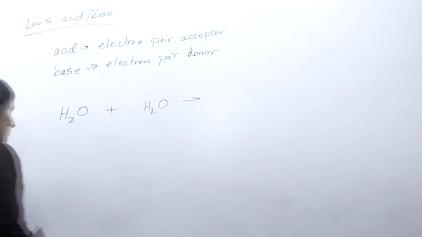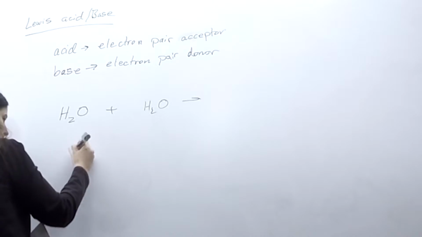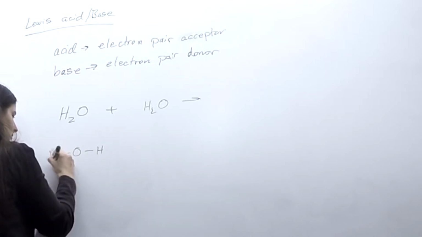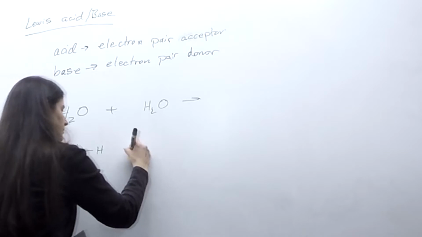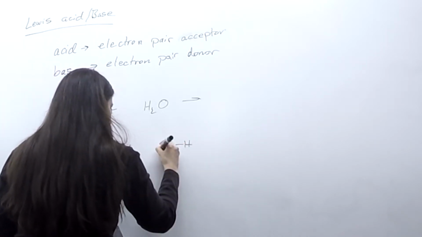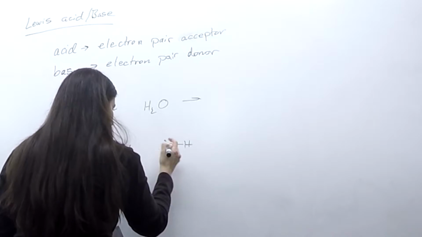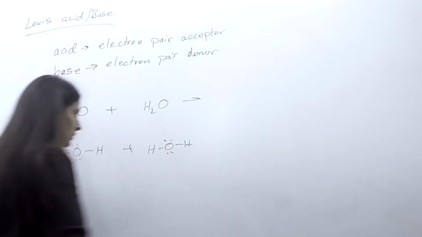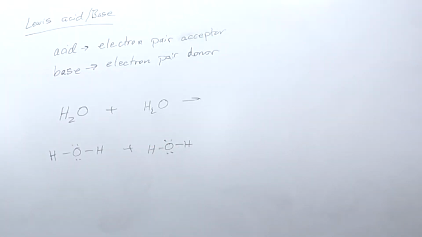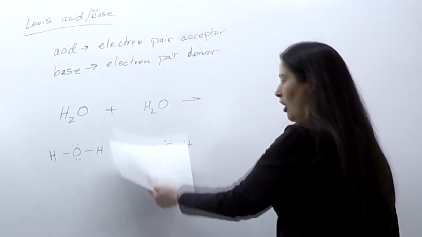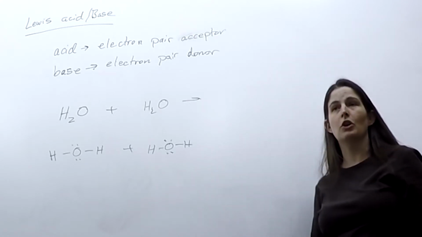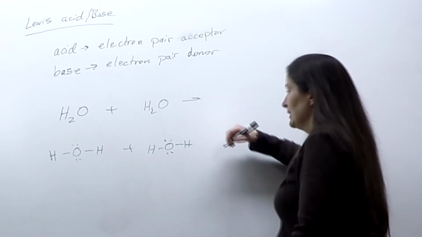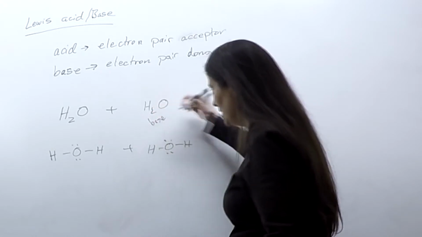Two waters. All right, so there's our two molecules. We wanted to draw those out using the Lewis dot structures so that we can identify lone pairs, because that's what's going to happen. Electron pairs are lone pairs on your structure. So your base is an electron pair donor, so we're going to say this one is a base.